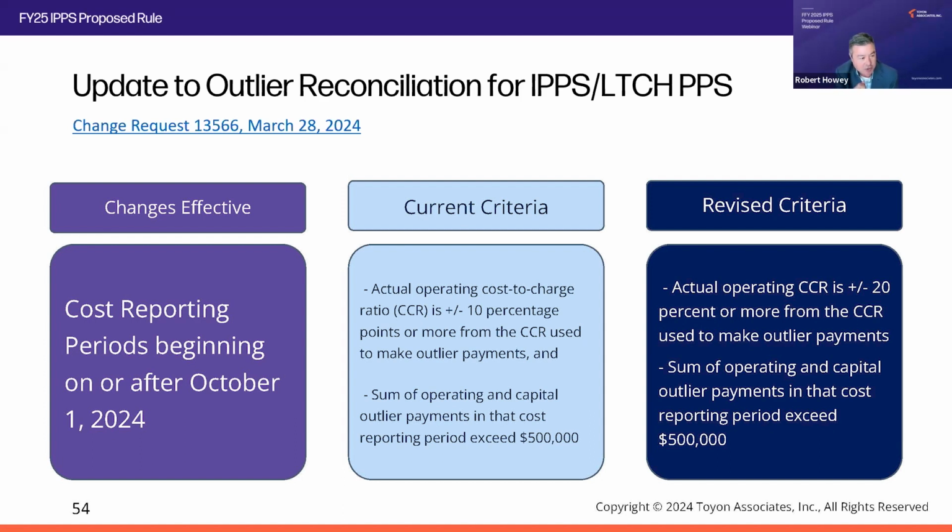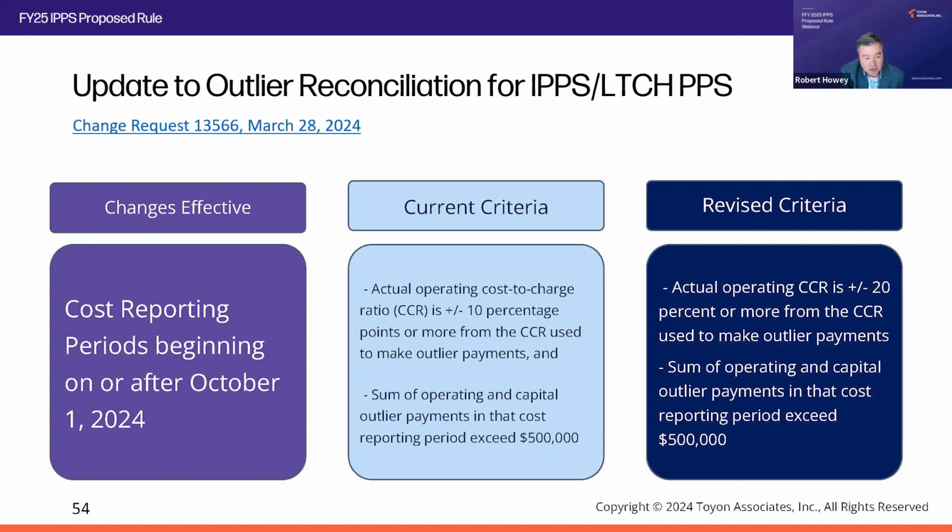So the current criteria to be subject to the outlier reconciliation is if your actual operating cost to charge ratio in that specific cost reporting year has changed plus or minus 10 percentage points, up or down, used to make outlier payments. And also, that relates to the 1B, and that your operating and capital outlier payments exceed at least $500,000. So they're only looking at the operating cost to charge ratio, not the operating and capital.